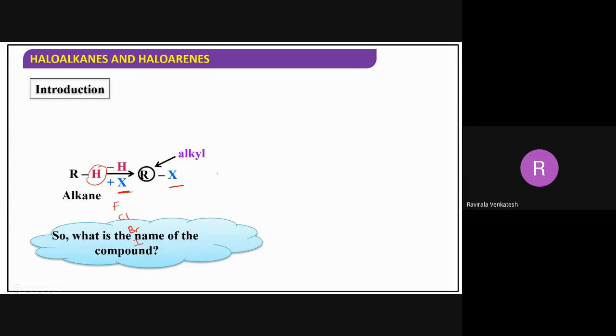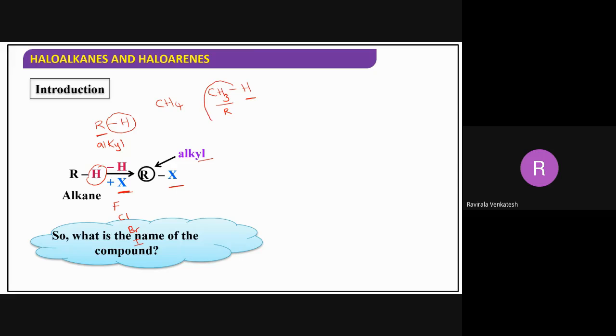Now, what is the meaning of alkyl? It is very simple. When RH loses the hydrogen, this R is called alkyl. I will take one example here. CH4 I have taken, right? Now CH4, can I write it like this? CH3-H. This part is R, and this part is hydrogen.